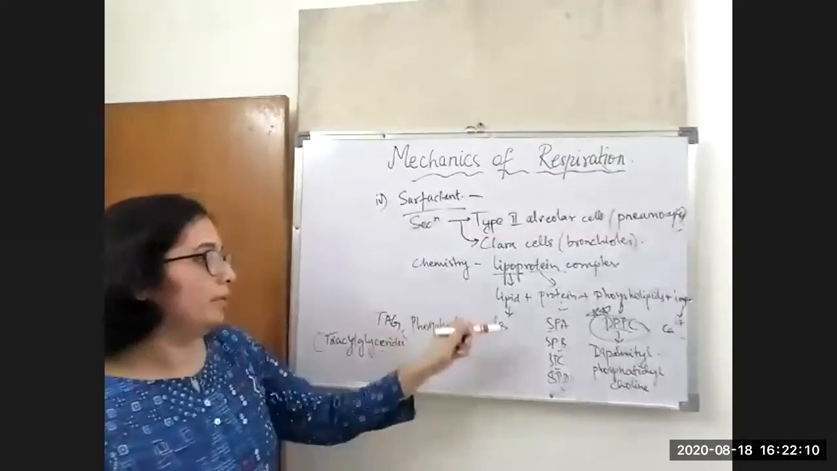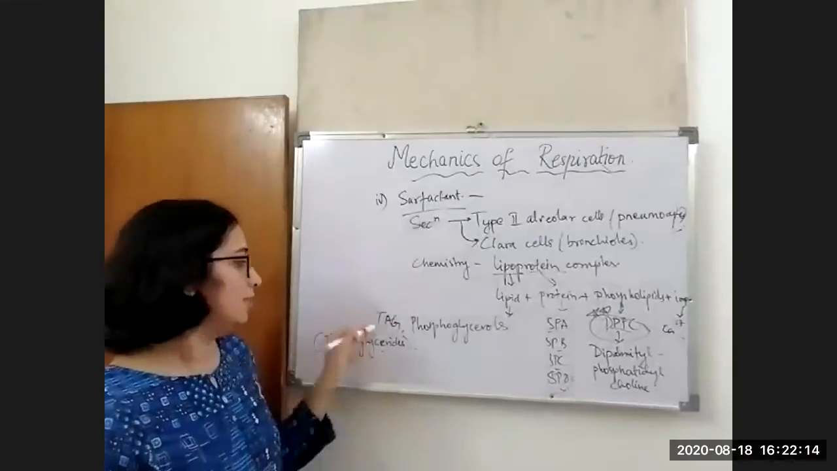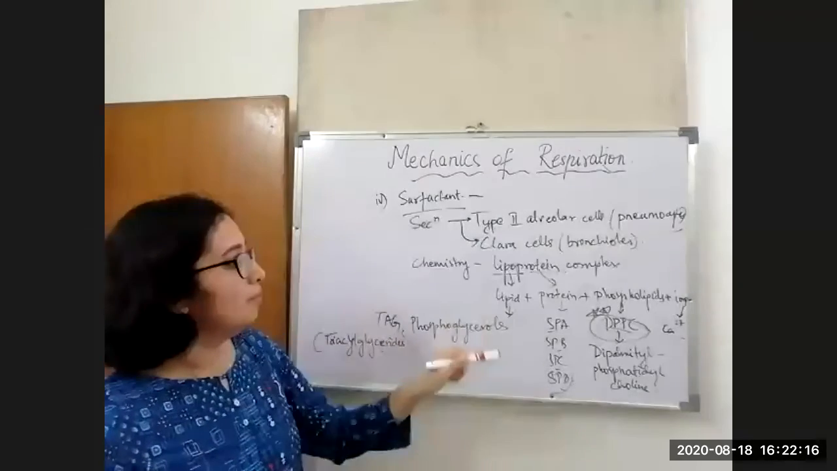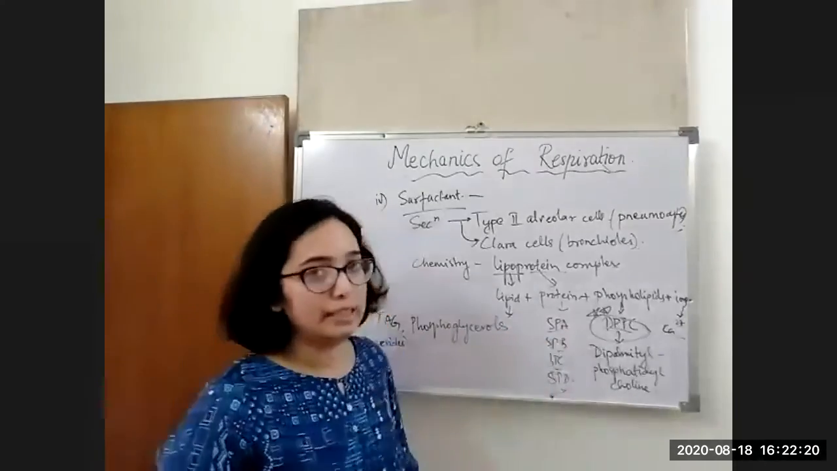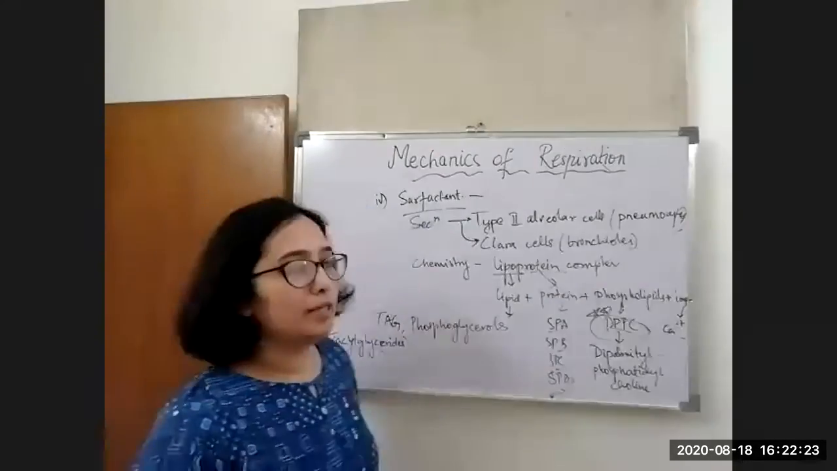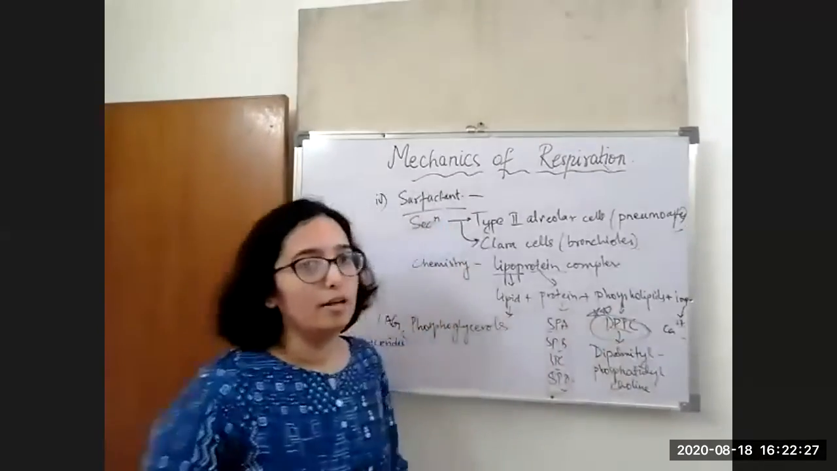So, surfactant is a lipoprotein complex. It has lipid, protein, phospholipids, ions. Lipid is triglycerides, TAG, phosphoglycerols. Protein are your SPA, B, C, and D. Phospholipids is your DPPC, dipalmityl phosphatidyl choline, and ions is your calcium ions.